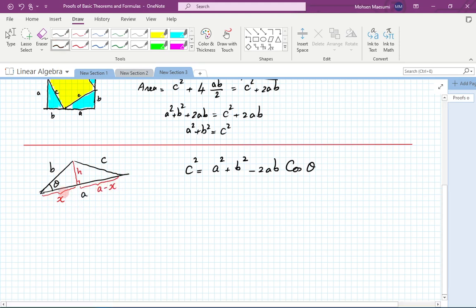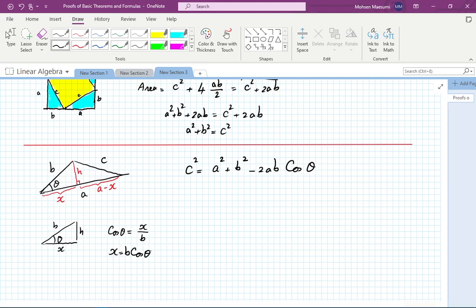So first of all, on the triangle on the left side, let me just extract it and put it separately. So this was X, this is H, this is B, and this is theta. You remember the definition of cosine, ratio of adjacent to the hypotenuse, so X over B, or in other words, X itself is equal to B times cosine of theta. We need that as a side statement there.